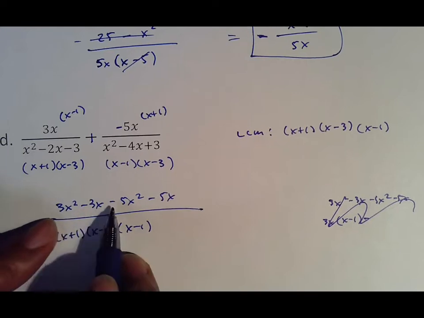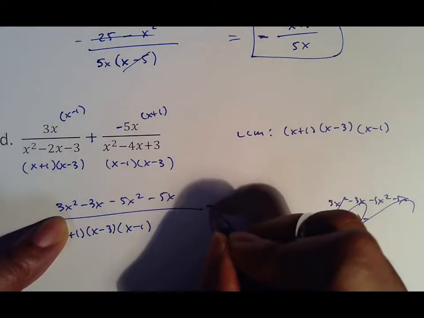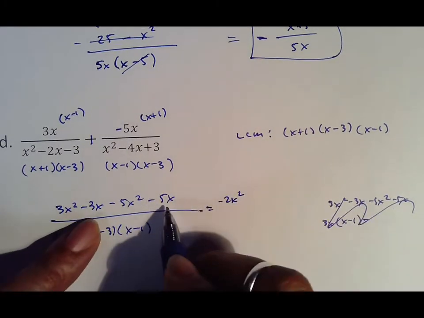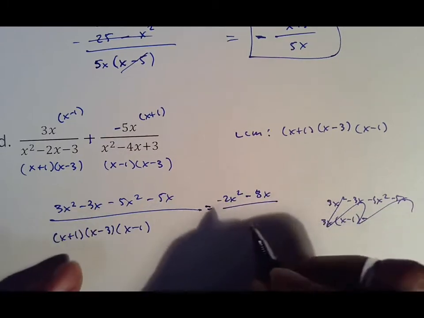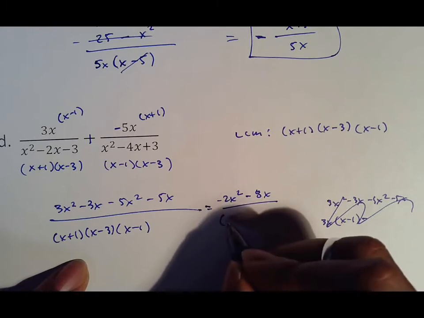So I'm just going to go ahead and put my like terms together. So 3x squared minus 5x squared is negative 2x squared minus 8x all over all this junk here.